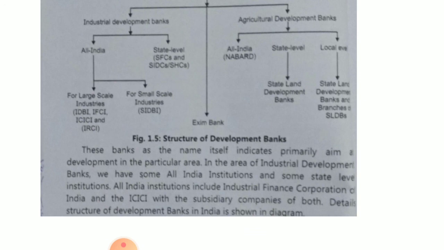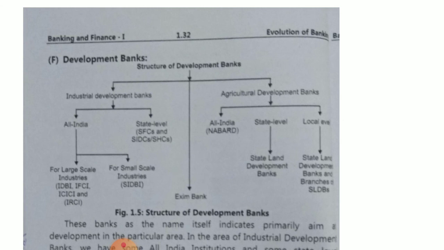Okay, it operates at all India level. All India level में भी ऑपरेट करते हैं. जैसे कि इंडस्ट्रियल में ऑल इंडिया लेवल में कौन है, ये सारे बैंक्स हैं, even there is SIDBI. Okay, at state level we have SFCs and all. And in agricultural at all India level we have NABARD. Okay, and at state level there are State Development Banks, and even there are branches at the local level. Okay, so this is the structure of development banks in India. They operate at the all India level and also at the state level and local level.